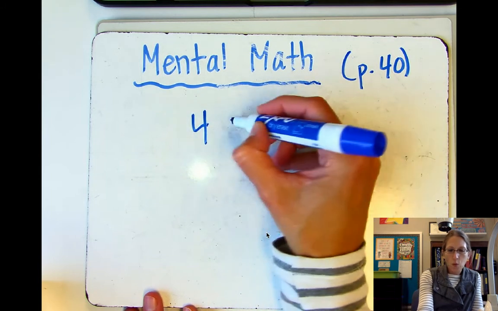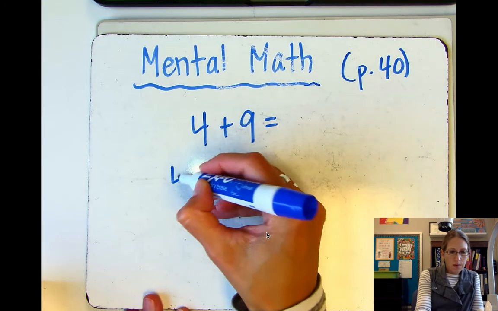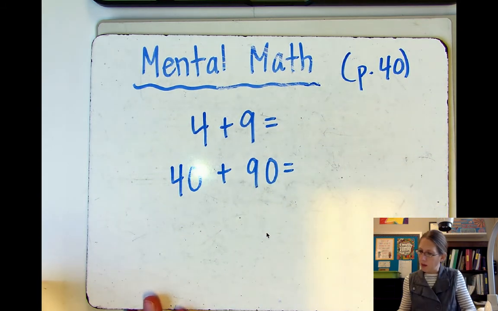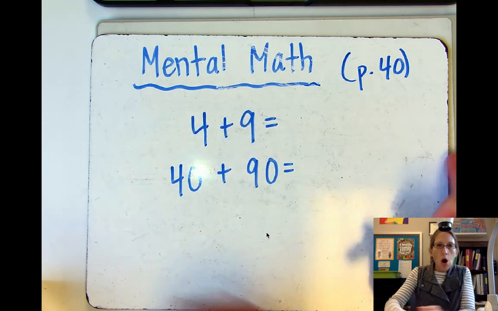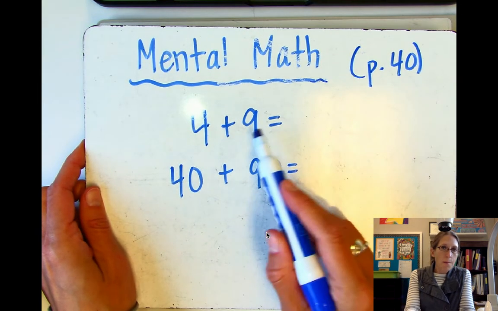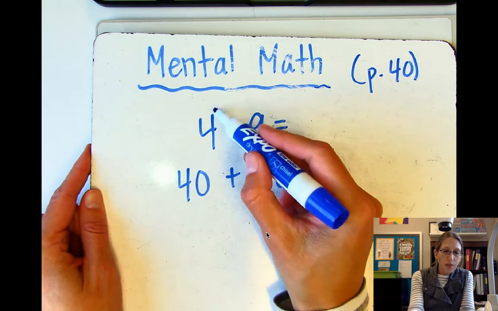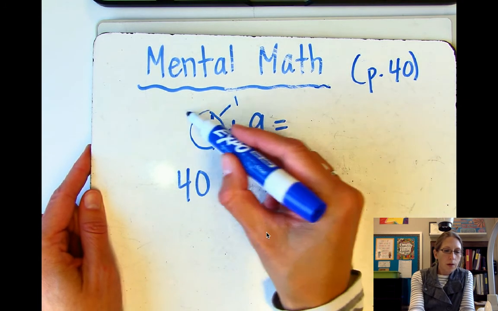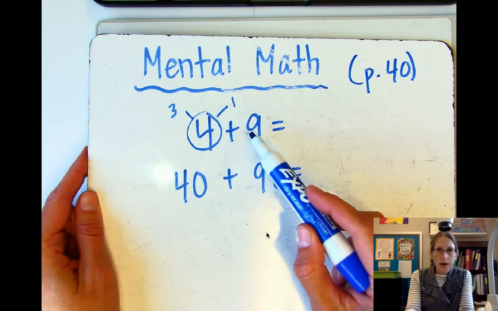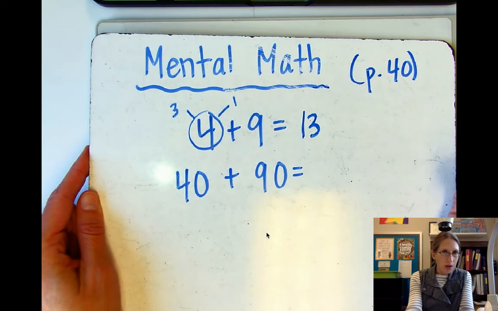So they have 4 plus 9, and then they have another one that says 40 plus 90. Well, let's do these first. Okay, so we have 4 plus 9. When we see 4 plus 9, it might be a good idea. One way to solve it would be to think of our 4 as a 1 and a 3, because then we can grab one from over here and make a 10. So this is our 10 plus 3. That gets us to 13.